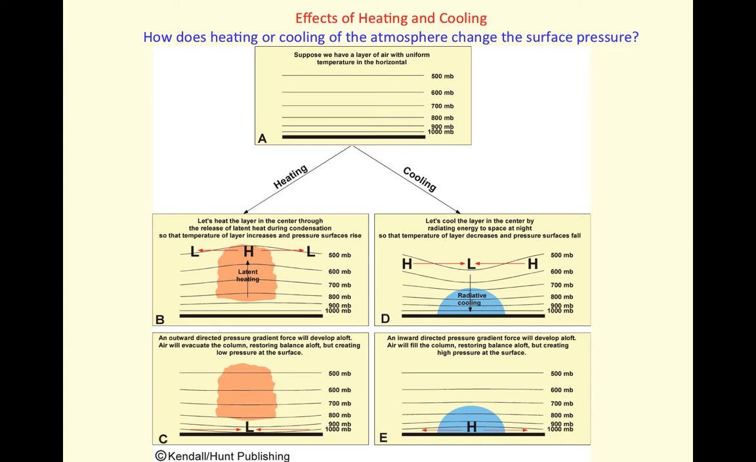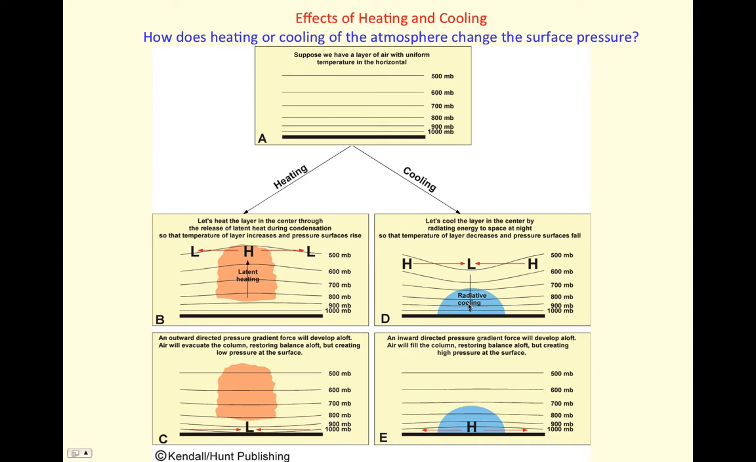The effects of heating and cooling. How does heating and cooling of the atmosphere change the surface pressure? Well, we already know the answer from our discussion on thermally direct circulations. If you have a hot anomaly, a warm air column, the pressure surfaces tend to rise over that. That means you'll have high pressure aloft and air trying to evacuate that area towards lower pressure aloft. That means you're removing air molecules from the warm column, and that's going to reduce your surface pressure in that area. So again, low surface pressure develops over areas that are relatively warm.